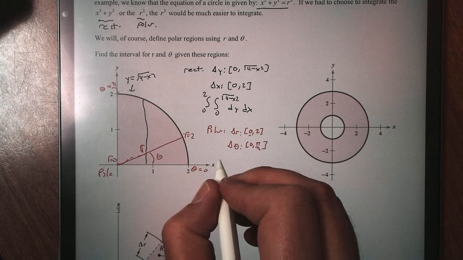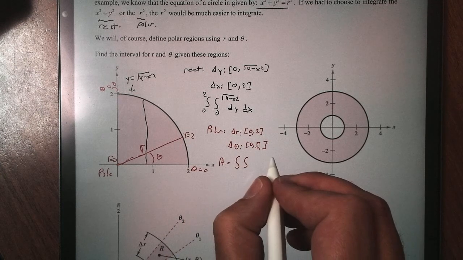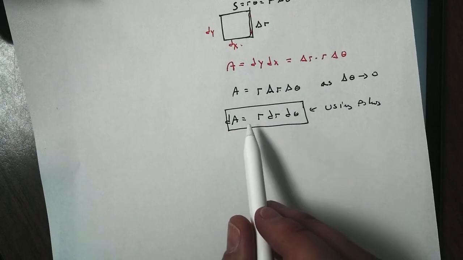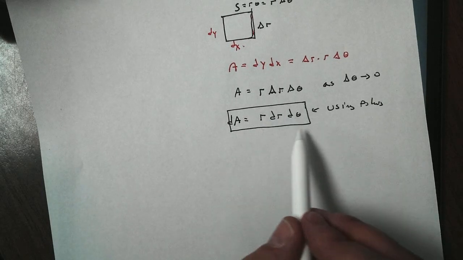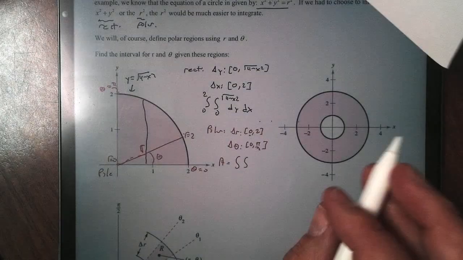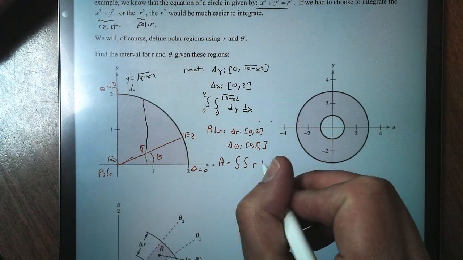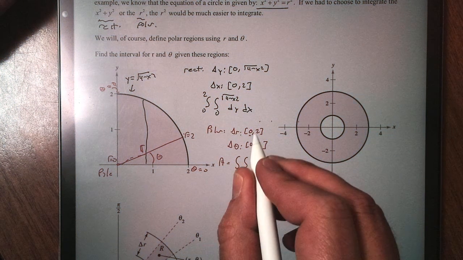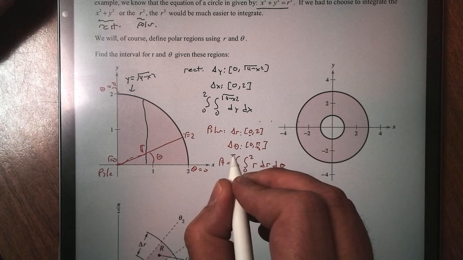And if I want to write my area, it's going to be the double integral. And you've got to remember from our proof, right over here, how we found that change in area. It was r dr d theta. If you didn't see that, go watch the other video number 1 on this one, and you'll see that, okay? All right, so here we have r dr d theta. My change in r goes from 0 to 2. My change in theta, 0 to pi over 2.